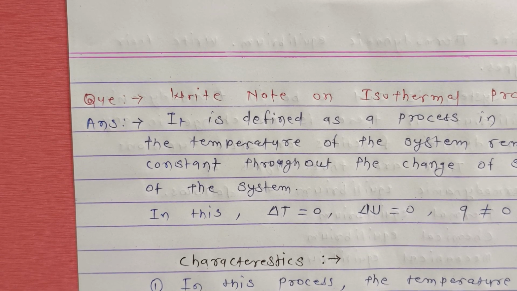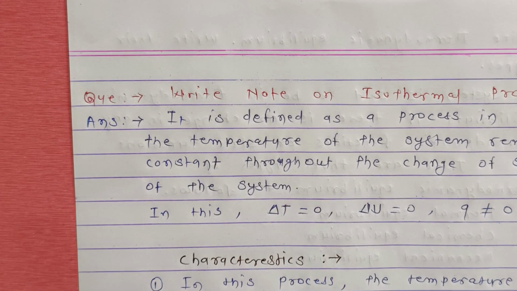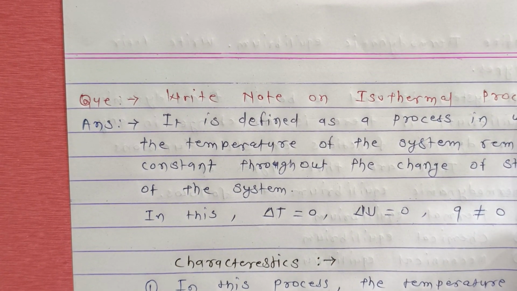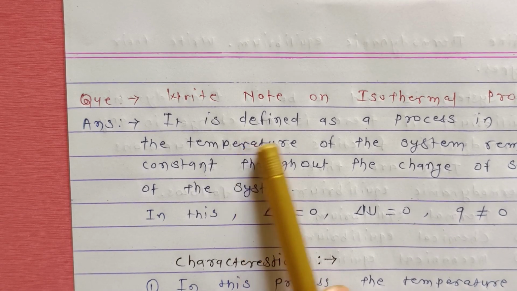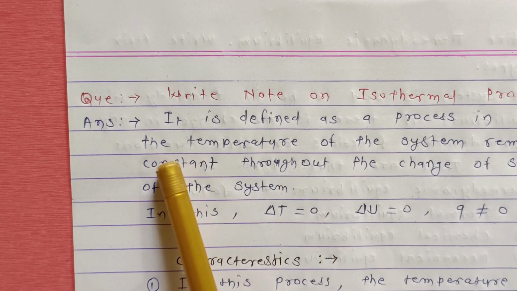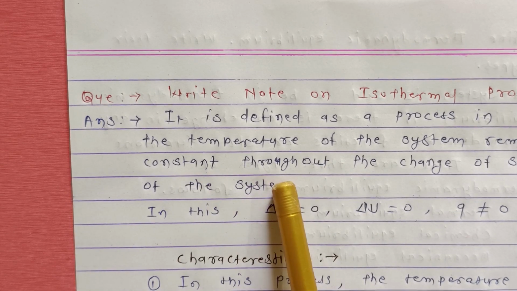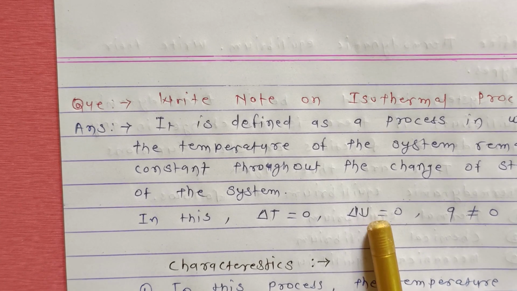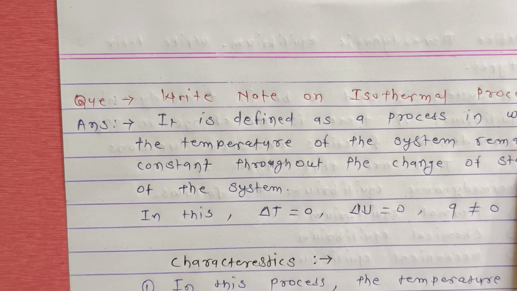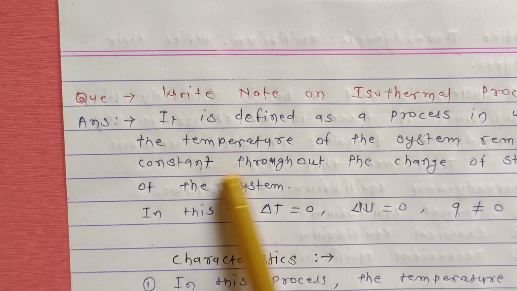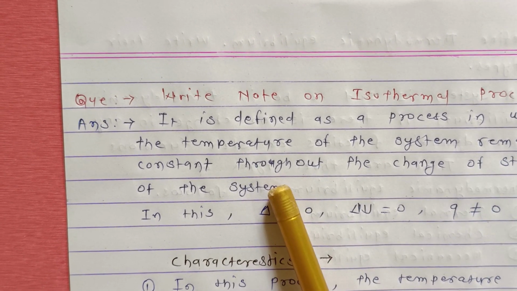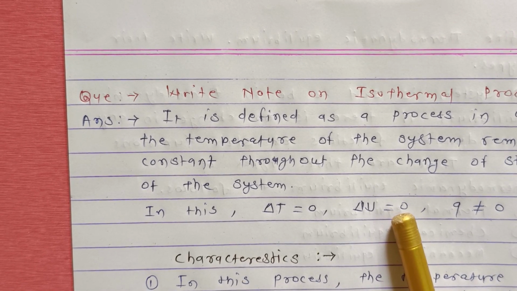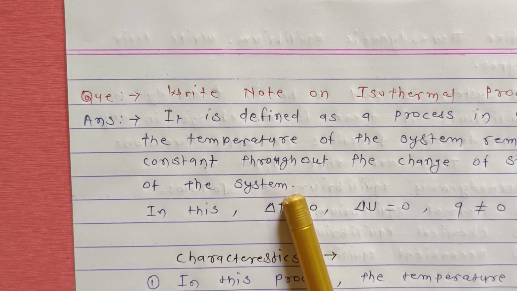Now we are focusing on the first type: write a note on isothermal process, or write the characteristics of isothermal process. First, the definition: it is the process in which the temperature of the system remains constant throughout the change of state of the system. As temperature remains constant, delta T is equal to 0 and delta U is equal to 0, and Q is not equal to 0.